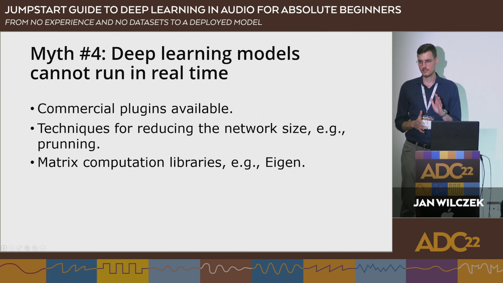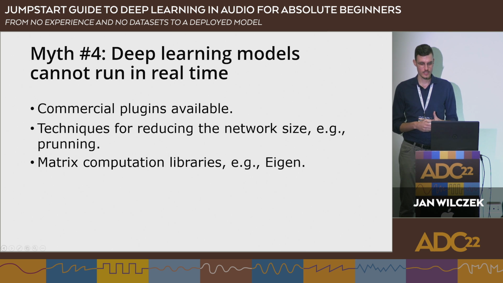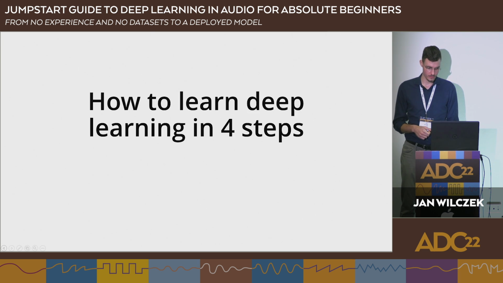And finally, still some people believe that deep learning models cannot run in real time. Of course, it is a challenge, but the sole proof that there are commercial plugins which use deep learning contradicts this myth. And there are a number of techniques for improving the performance of deep learning. One of them, for example, is pruning, so reducing the network size, which is the largest bottleneck when running them in real time. And there are also efficient computational libraries available that you can use to help you.